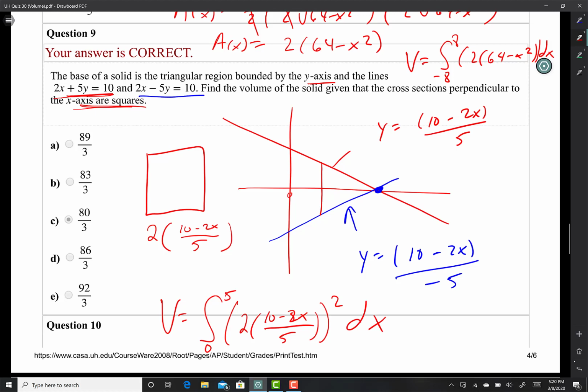So there we go, guys. Let's go ahead and take care of that. Math 9, 0 to 5. Oops, I put 8 by accident. Open parenthesis, 2, open another parenthesis, 10 minus 2x, close, divided by 5, close. And we'll put a square on it, and then dx. And I get 26.666, turn that into a fraction, and it's 80 over 3.